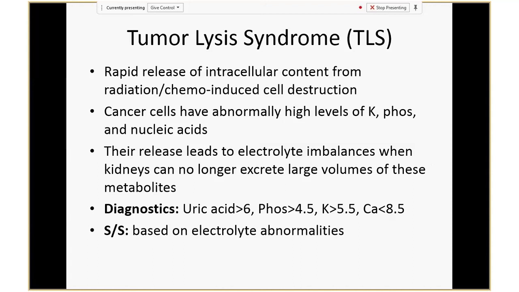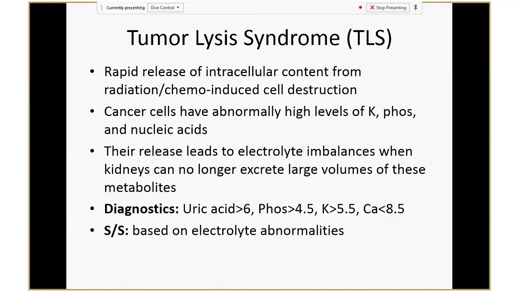So the kidneys can no longer excrete the large volumes of all these electrolytes, and potentially you could have problems with your electrolyte levels. So obviously we're going to look at our electrolytes. Uric acid could be high, phosphorus could be high, and your potassium could be high. But calcium will be low because your phosphorus was high. Okay, so those are things that you can find throughout your cells.